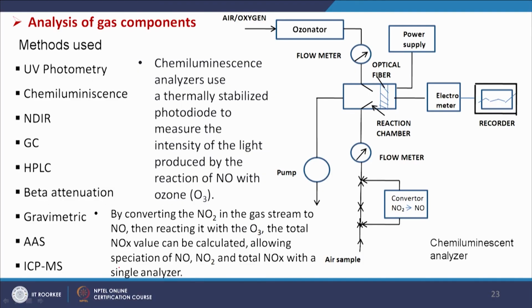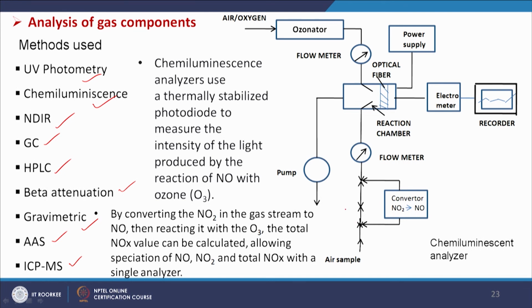For analysis of gas components, different methods are used: UV photometry, chemiluminescence, NDIR (non-dispersive infrared), gas chromatography, high performance liquid chromatography, beta attenuation, gravimetric analysis, atomic absorption spectroscopy, and inductively coupled plasma mass spectroscopy. We have discussed some of these in the previous classes. Now, we will discuss chemiluminescence.